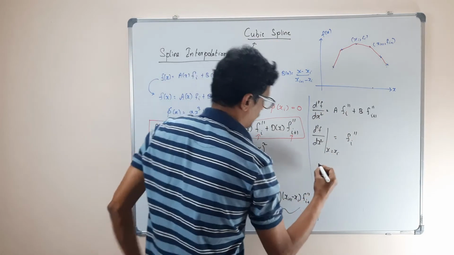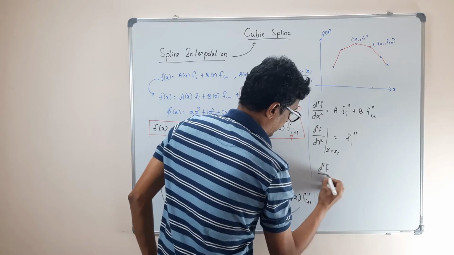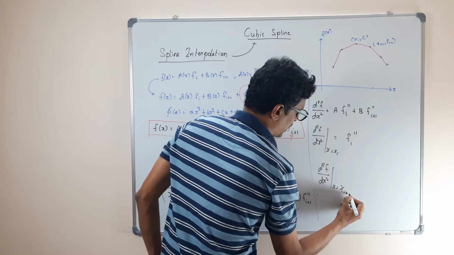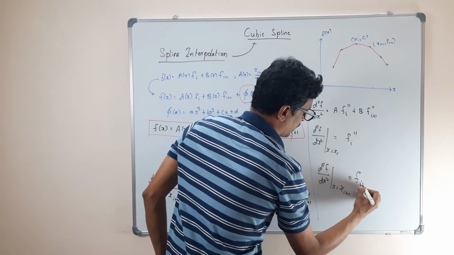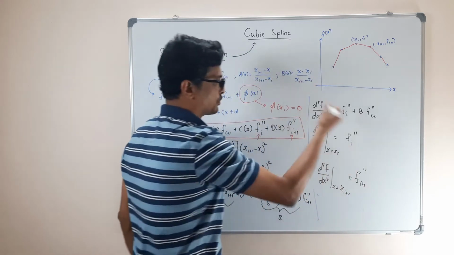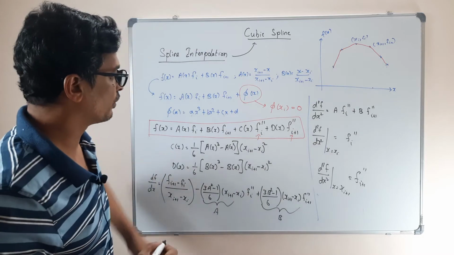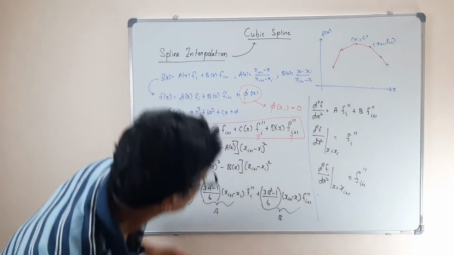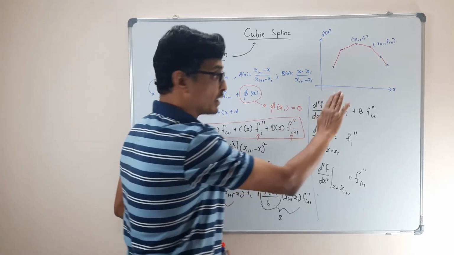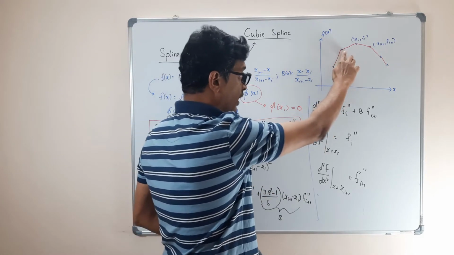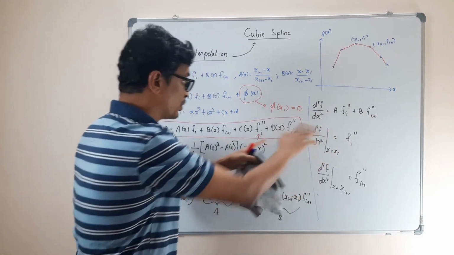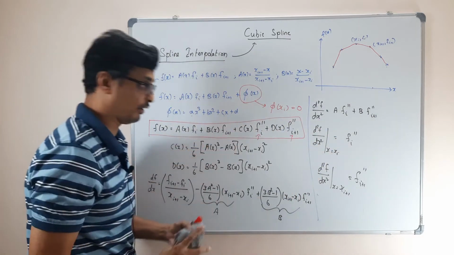Similarly, you can do it for d square f by dx square at x equal to x of i plus 1. It is trivial. This will become f of i plus 1 double prime. You can substitute here and you will see this is what we get. Therefore, this second derivative is correct, because at the abscissas it naturally becomes the second derivative of them, which is what we don't know till now. We have to identify what the second derivatives are.